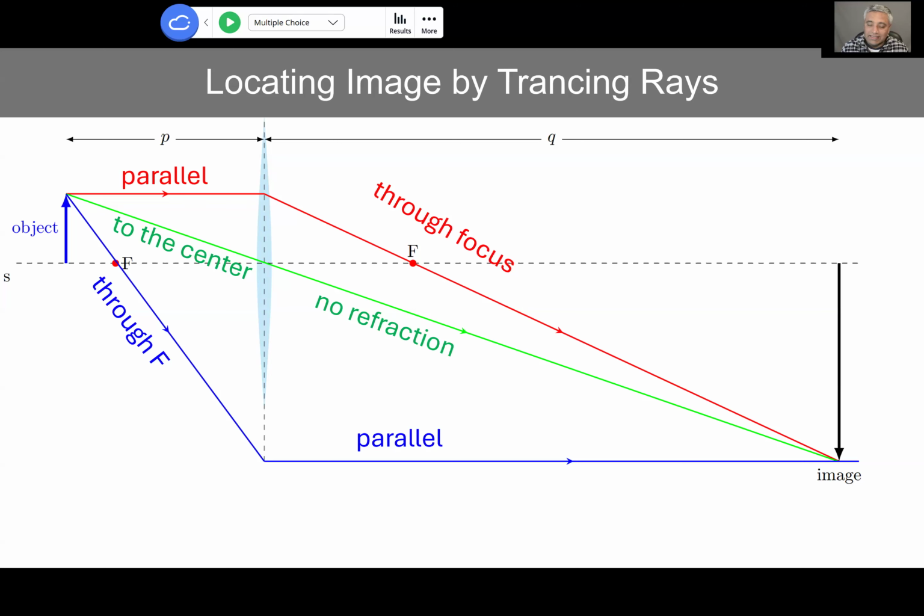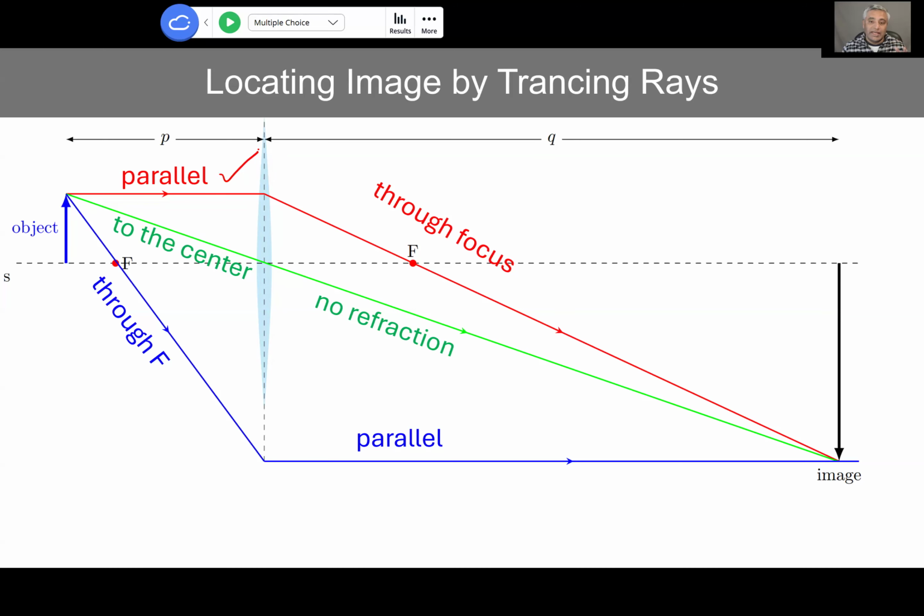I am choosing the same three principal rays, just like we did for the mirror. But for the mirror, what happens? They reflect on the same side. But for the lens, what happens? They get refracted, they pass and go to the other side. So that's what you see. The one that comes parallel to the axis.